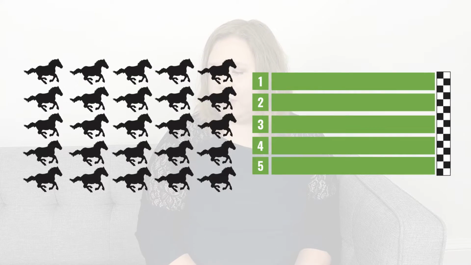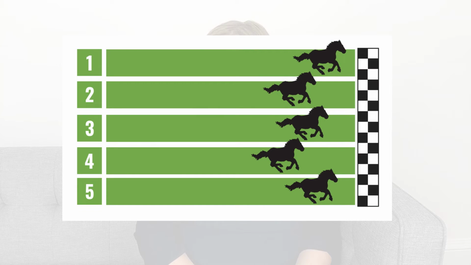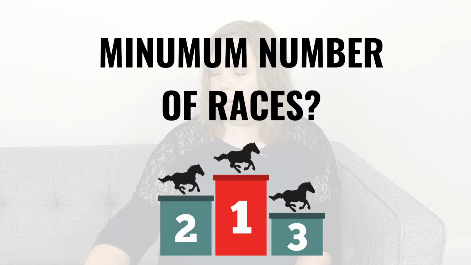There are 25 mechanical horses and a single racetrack. Each horse completes the track in a pre-programmed time, and the horses all have different finishing times, none of which you know. You can race 5 horses at a time. After a race is over, you get a printout with the order the horses finished, but not the finishing times of the horses. What is the minimum number of races you need to identify the fastest 3 horses?